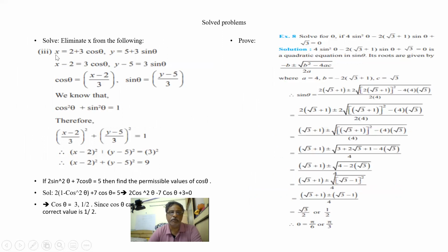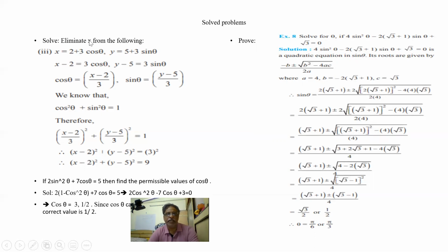Let us do some more problems. Suppose x is this and y is this. Remove x. We know cos square theta plus sin square theta is 1, so we write in terms of theta. So x minus 2 is 3 cos theta. Y minus 5 is 3 sin theta. So cos theta we got, sin theta we got. So when we do this, we get an equation.